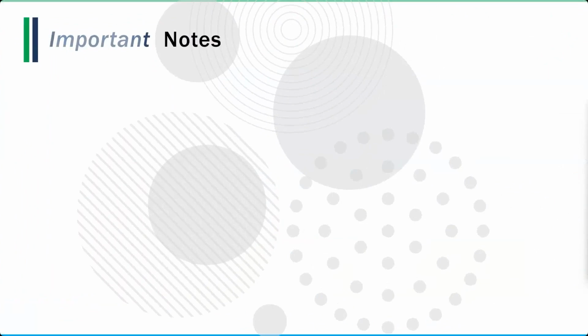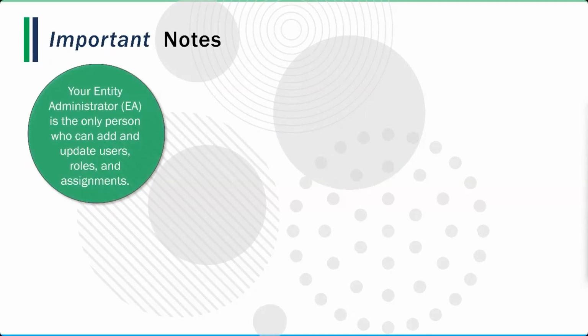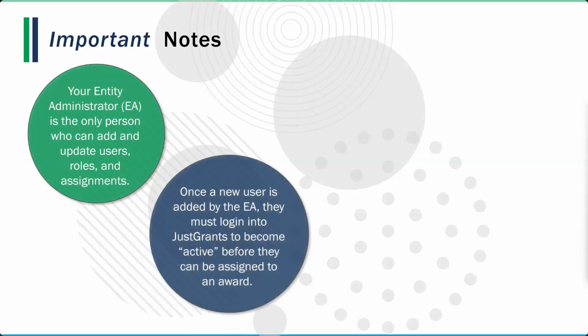Here are a number of important notes for you to keep in mind as you begin to work in JustGrants. First, your entity administrator is the only person who can add and update users, roles, and assignments. Second, once a new user is added by the entity administrator, they must log into JustGrants to become active before they can be assigned to an award.